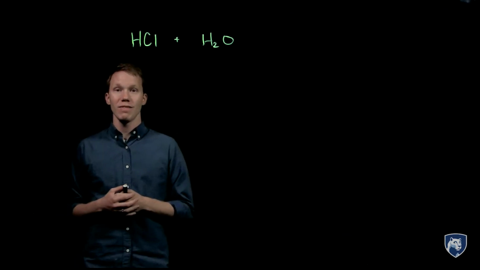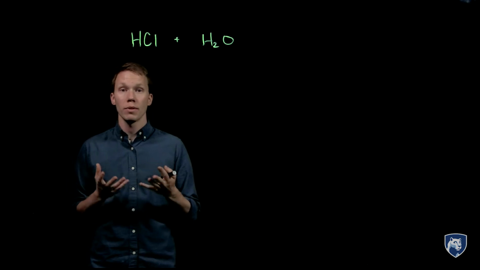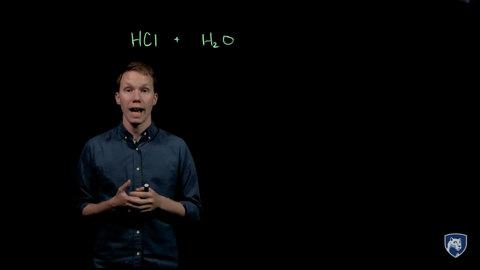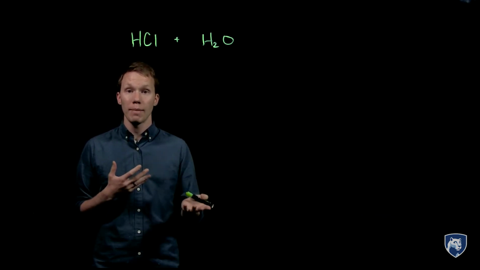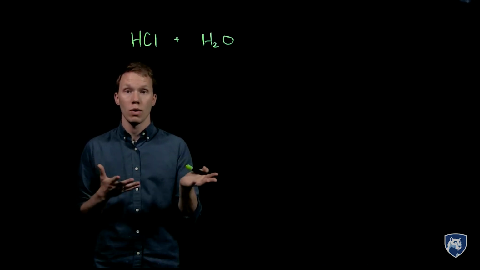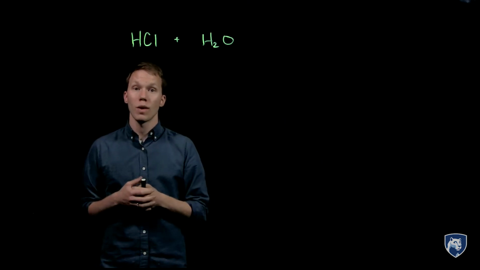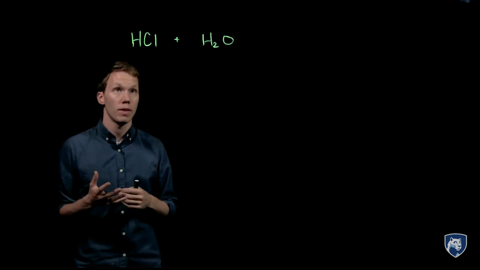Hi everyone. In this video we're going to look at reactions of acids and bases. And so we'll be able to predict the products of an acid-base reaction and label those as conjugate acid, conjugate base, and see the relationship between those and the reactants. Okay? So I have a pretty straightforward example to show you off the bat here.